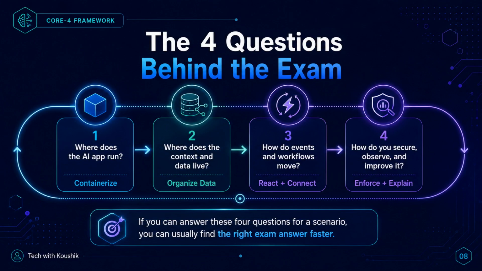To make the blueprint easier to remember, use the Core 4 framework. C means containerize. O means organize data. R means react and connect. E means enforce and explain.